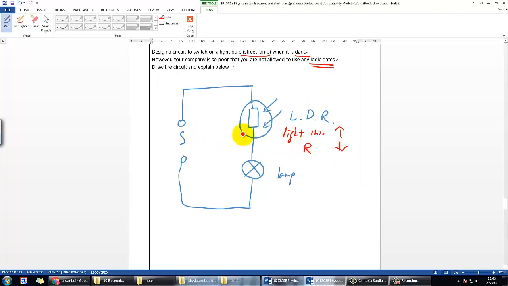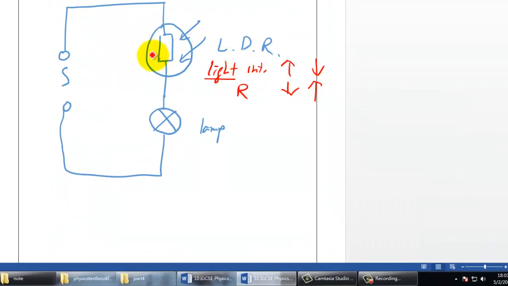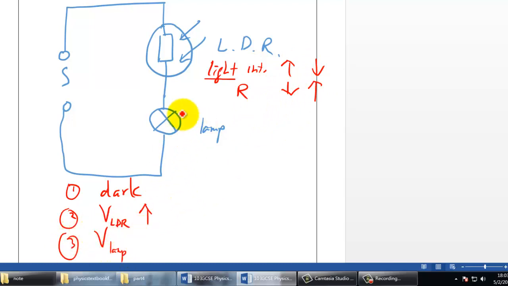The next thing is, the other way around, when the sky is dark, the resistance will increase. So when the resistance of the LDR increases, then the voltage across it will increase. Let me put it in point form. When it is dark outside, the voltage across the LDR will increase, and therefore the voltage of the street lamp, which is in series with it, will decrease. Again, this is a wrong design.